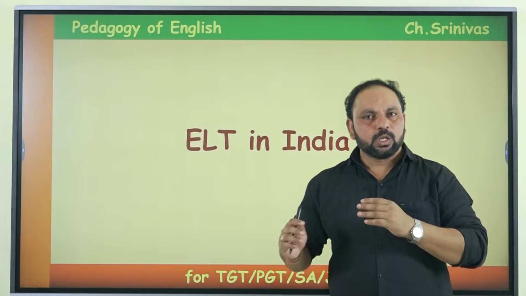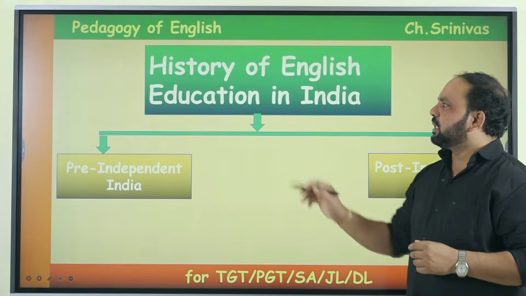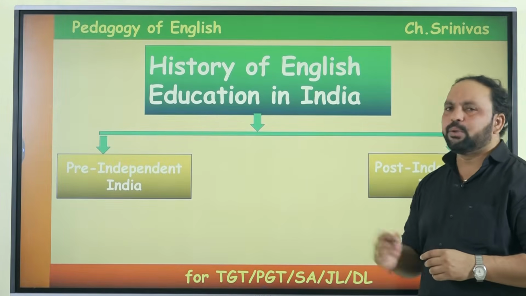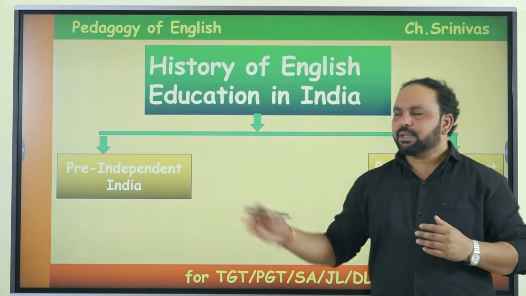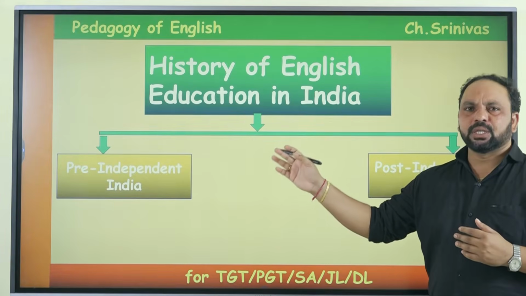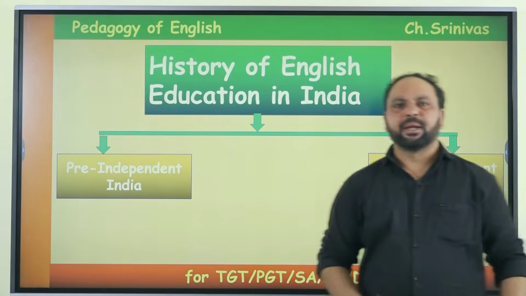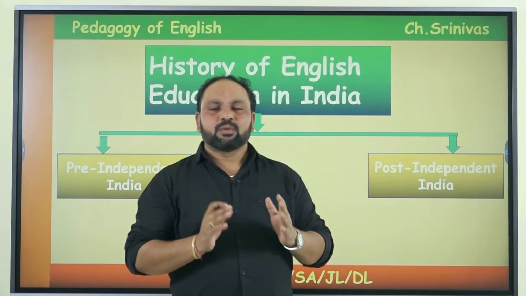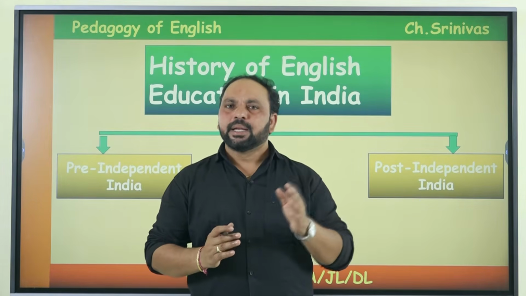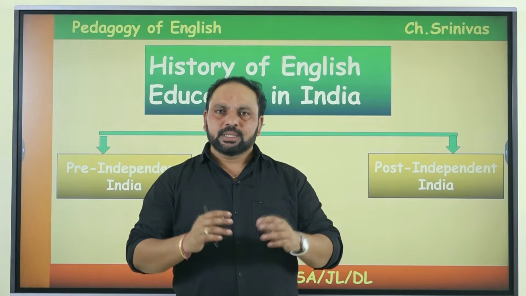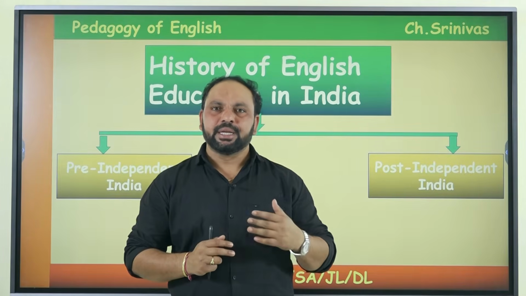Listen carefully. And we are also going to solve some questions on this concept. If you look at the concept, the history of English education in India is broadly classified into two areas. The very first area is English education in pre-independent India and English education in post-independent India. So what were the implications before the independence and after the independence regarding English education? These things are to be noted whenever we talk about the history of English language in India.